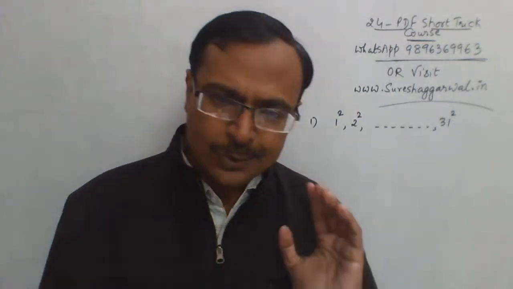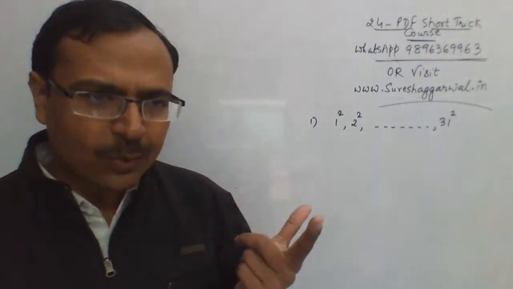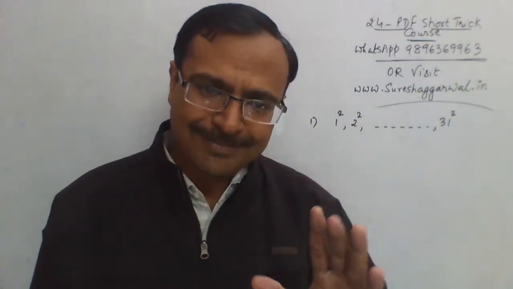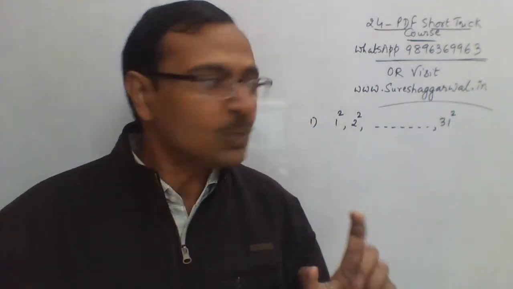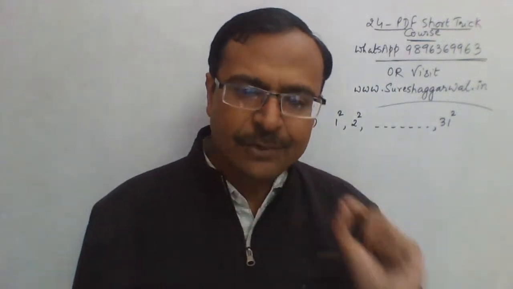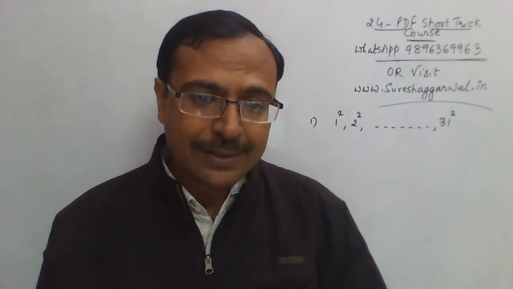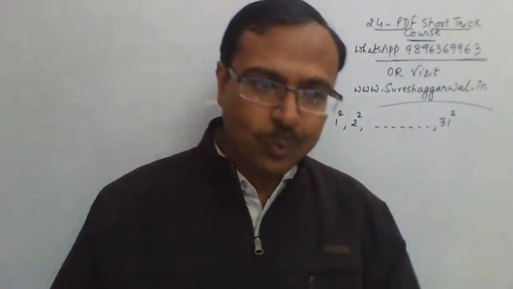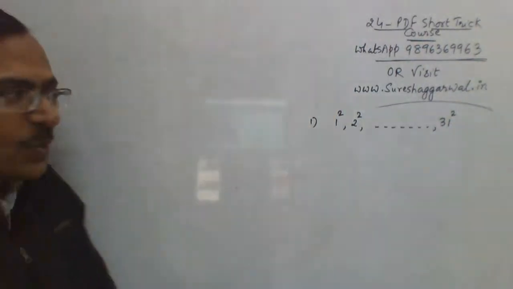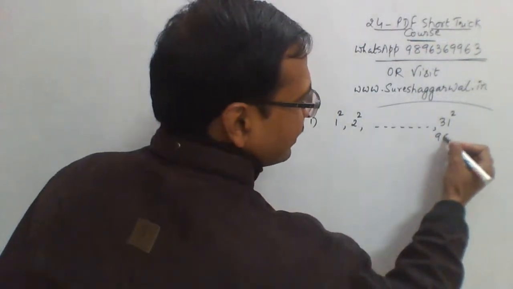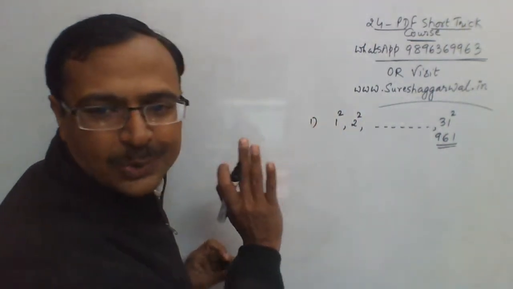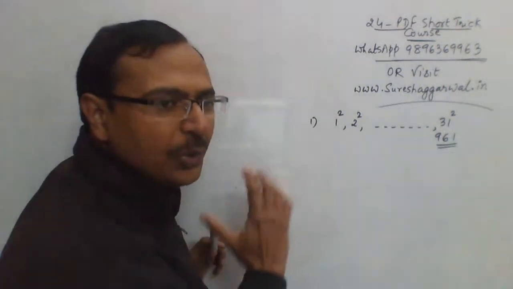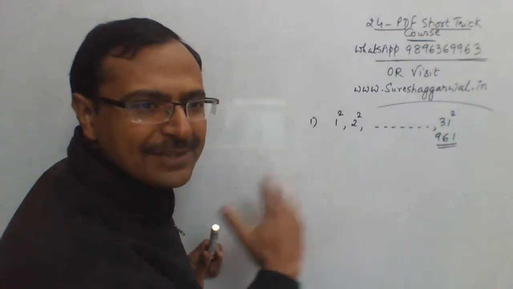Okay, so I was telling you that the squares of the first 31 natural numbers are to be learned by heart. If you ask me any square from 1 to 31, I know them. Rather, I know most of them from 1 to 99. So you should know at least 1 to 31. Now, there's a reason for that. 31 square is 961, and 31 square happens to be the highest three-digit number which is a perfect square. So this is the first thing you need to know: all the squares up to 31 square.